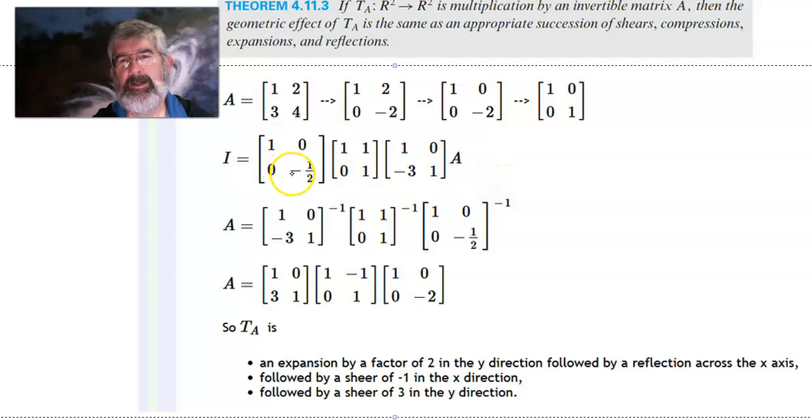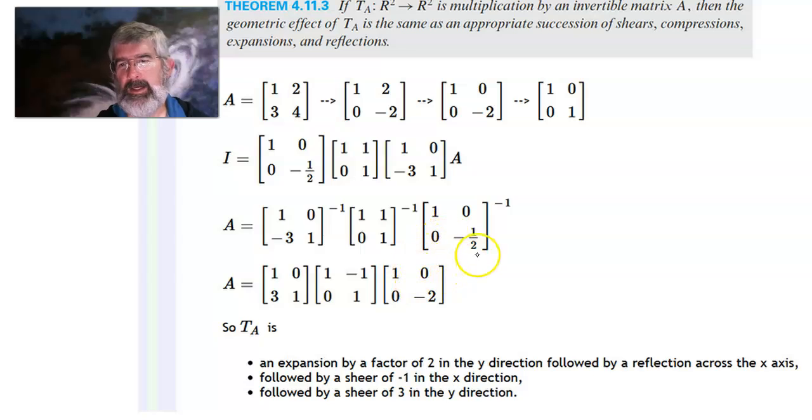So I'm going to multiply on the left by the inverse of this thing. So that ends up here. And then I multiply on the left by the inverse of this thing, which ends up here. And then the inverse of this one, which is here. And these inverses are reasonably easy to calculate, because the inverse of subtracting 3 times row 1 from row 2 is adding 3 times row 1 to row 2. So there's that. Likewise here, that's just a minus 1. And the inverse of multiplying by negative a half is multiplying by negative 2. So here's A now written as a product of elementary matrices. And now I can say what A is.